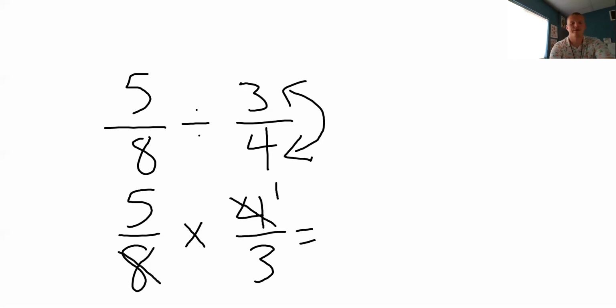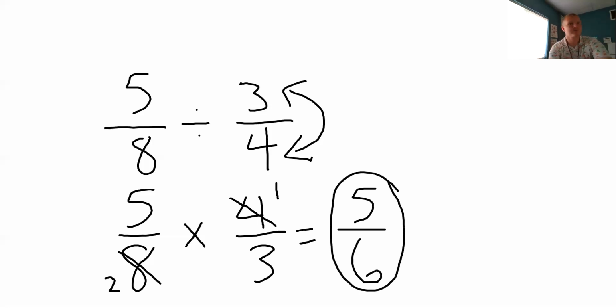Yep. So that was the whole reason I did this. So I could take the 4 and the 8. 4 divided by 4 is 1. 8 divided by 4 is 2. I can't reduce anymore, so now I'm going to multiply straight across. So 5 times 1 is 5, and then 2 times 3 is 6. So my answer would be 5 over 6.